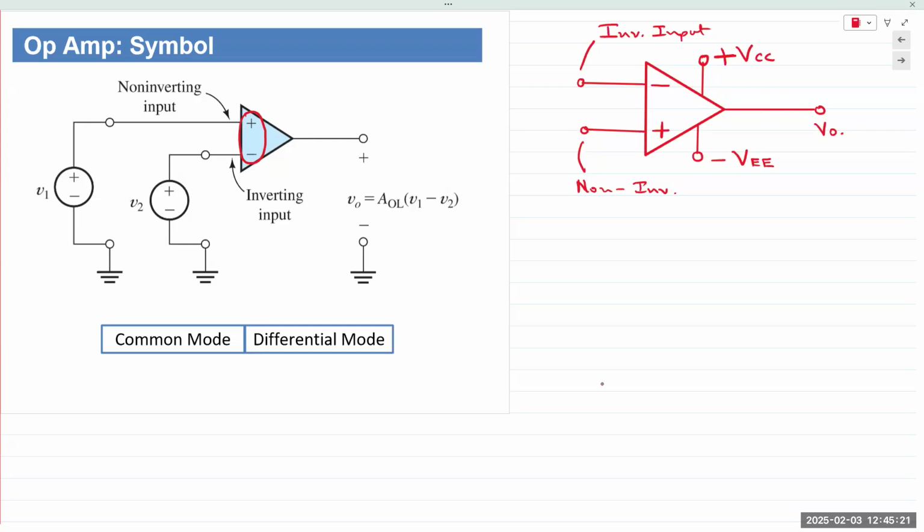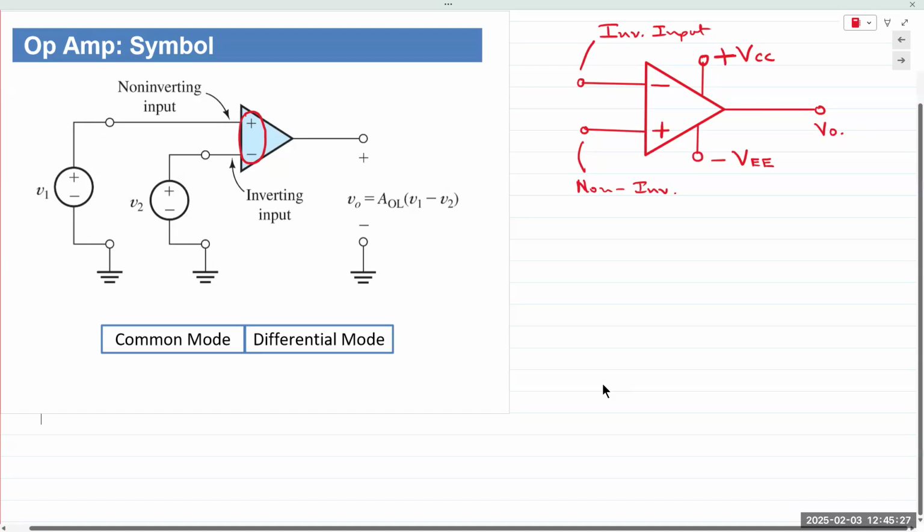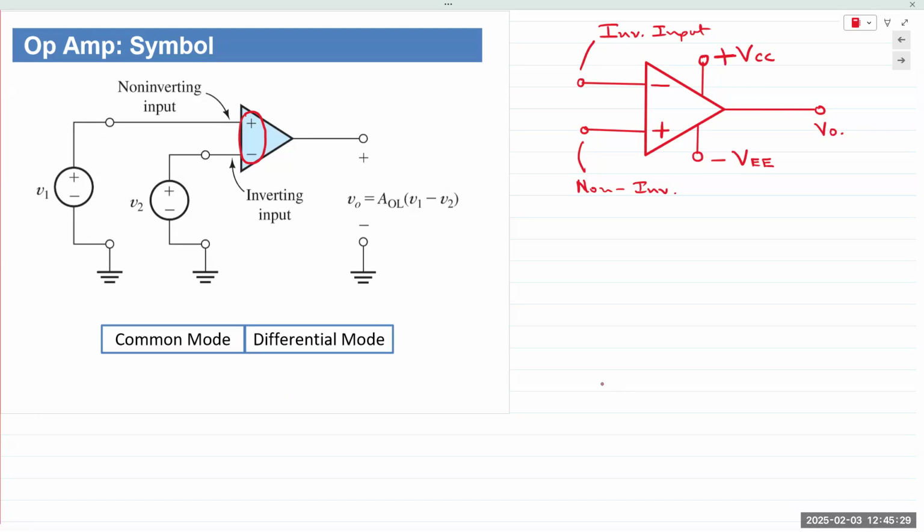So then we have two modes of operation, common mode and differential mode. Common mode simply means you're applying the same input to both terminals. V1 is equal to V2. And then there's differential mode, where it amplifies the difference between the two terminals. Okay, V1 minus V2. Non-inverting minus the inverting terminal.